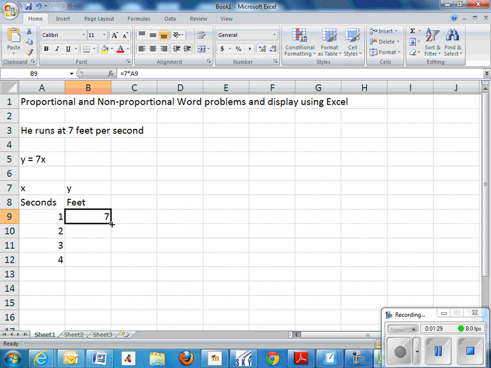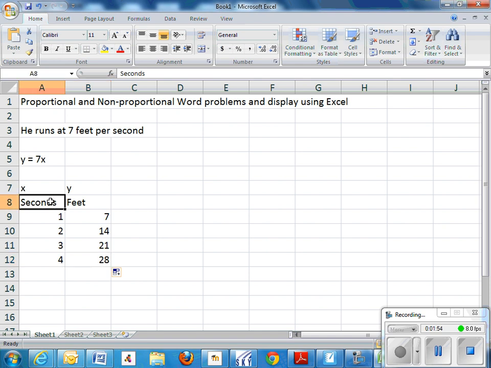Click in the corner of the box when your white cross turns into a black cross, and if you drag down, it will repeat that formula. If you notice, this formula now says 7 times A10. This formula says equal 7 times A11. And this formula says 7 times A12, which is the cell to the left.